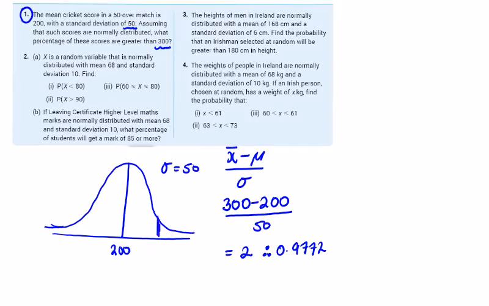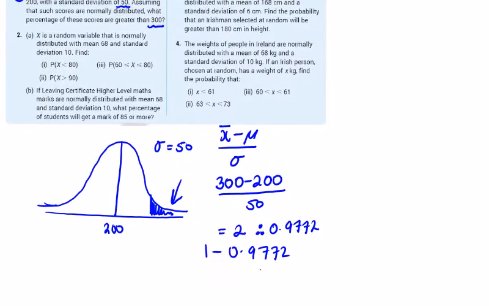So greater is in here. So this area in here is 1 minus 0.9772, which you can see is 0.0228, or 2.28%, if we're asked for percentage. In this case, we are.